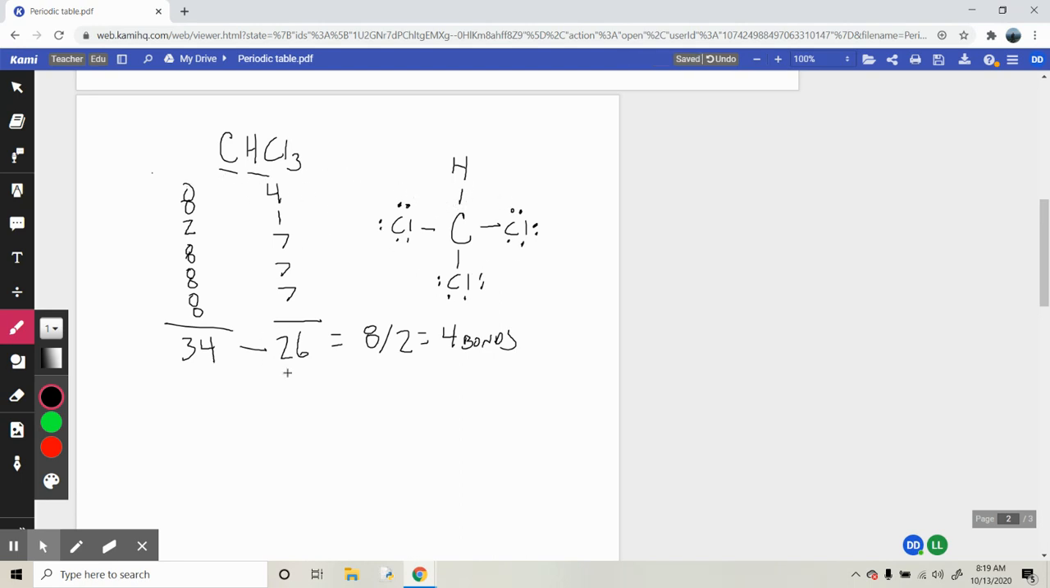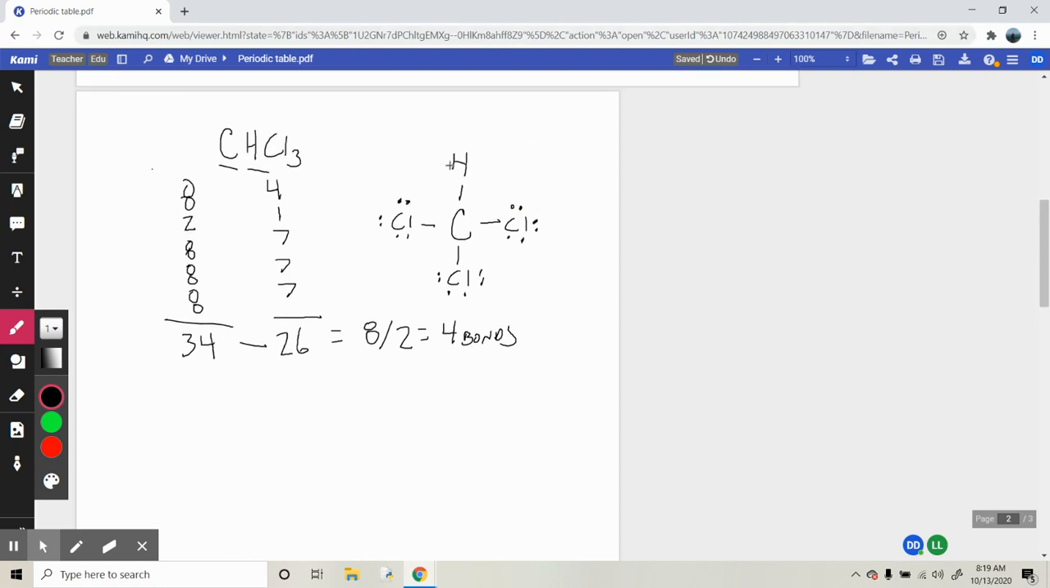Always double check. We should have 26 valence electrons, okay? Which if you count up all the electrons, you should get 26. So 2, 4, 6, 8, 10, 12, 14, 16, 18, 20, 22, 24, 26. We're good to go, people. Okay? We are good to go there. Let's go ahead and do another one.